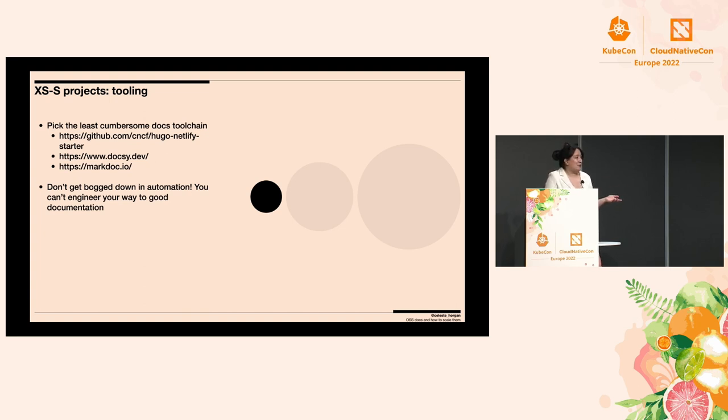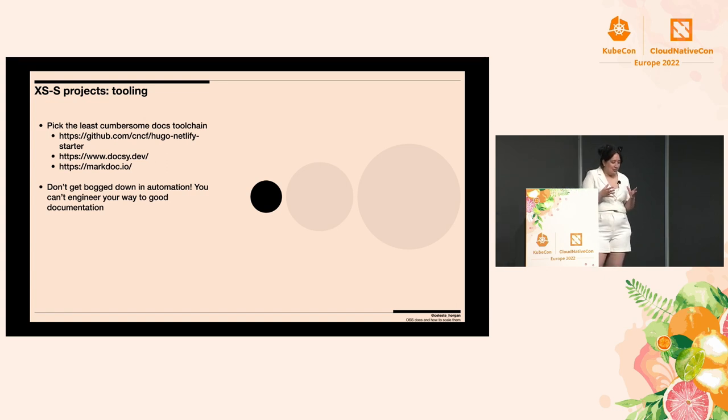The company I now work for, Stripe, literally last week open sourced some of its documentation tooling called Markdoc. Markdoc, honestly, it's a little advanced for a small project. It's really best if you're working with a dedicated front-end engineering team. So it's on the table. I don't think it's your best option if you're a small project. The big other thing with tooling at this stage is do not get bogged down in automation.